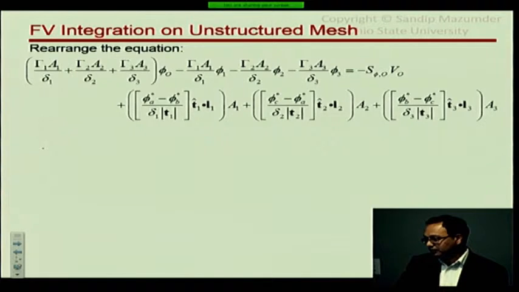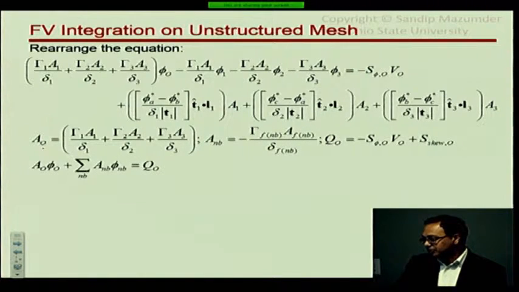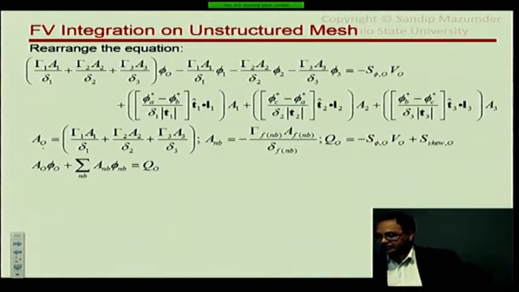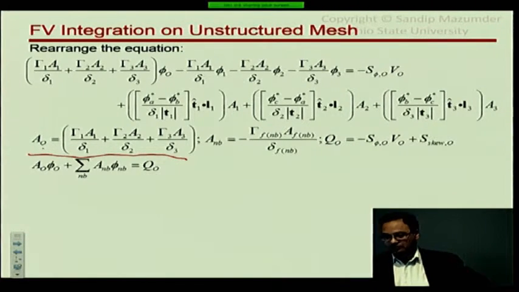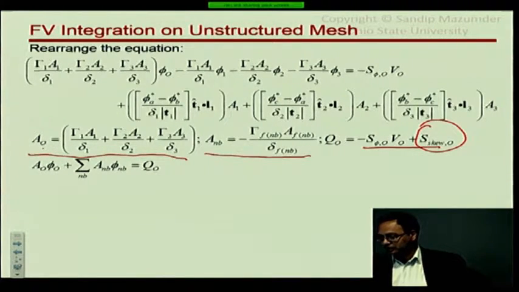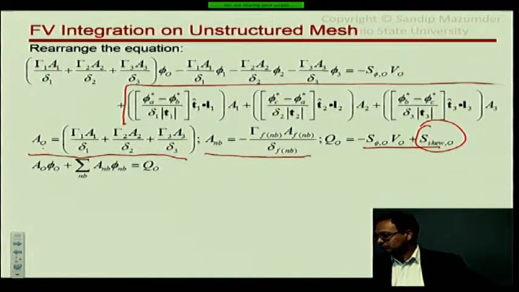Okay. So rearranging the equation, this is what we get, and here are our matrix coefficients now. Okay. So here's your A naught, your diagonal. Okay. Here are your neighbors. Okay, and here's your right hand side vector. So right hand side vector has this new term which we are calling the skew source. The skew source is nothing but this whole term.